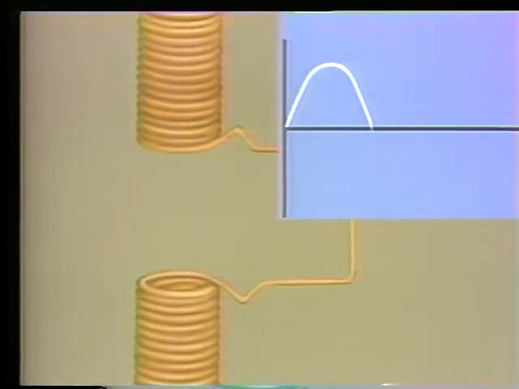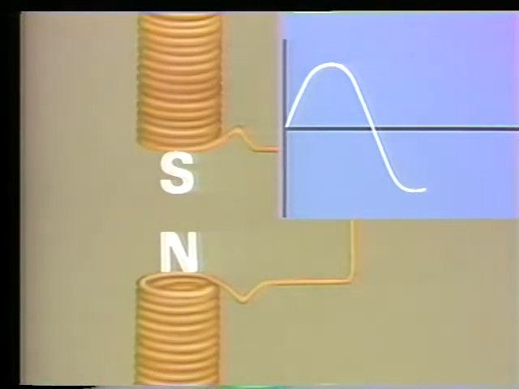During the second half of a cycle, the magnetic field reverses. The south pole is at the top and the north pole at the bottom. Once again, the magnetic field increases from 0 to maximum strength, then decreases to 0. This is repeated for each cycle of alternating current.